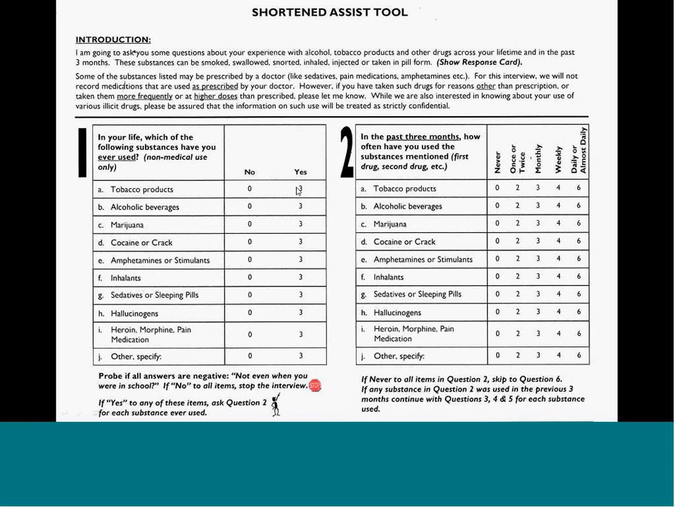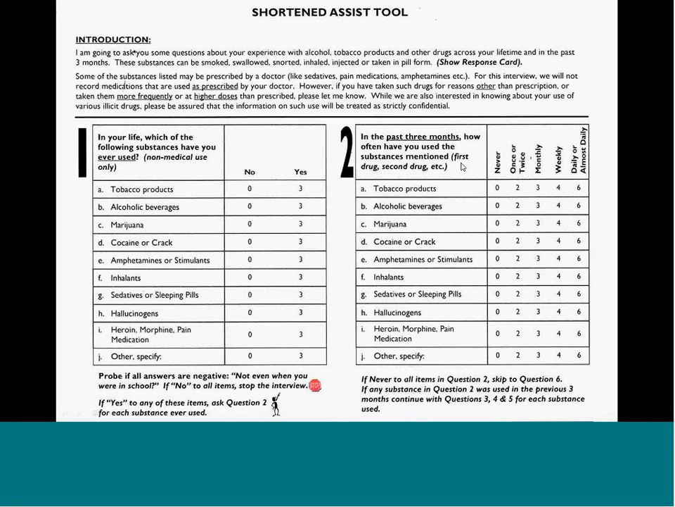If there is a yes to any of these items that we listed here, you will continue to ask question number 2 for those substances. Continue with tobacco and alcohol, and let's say that someone used marijuana a couple of times when they were in high school. According to the answers here, the second question is, in the past 3 months, how often have you used tobacco? And if they say never, not in the last 3 months, I have not used tobacco at all, I quit 2 years ago, you would circle a 0 here.